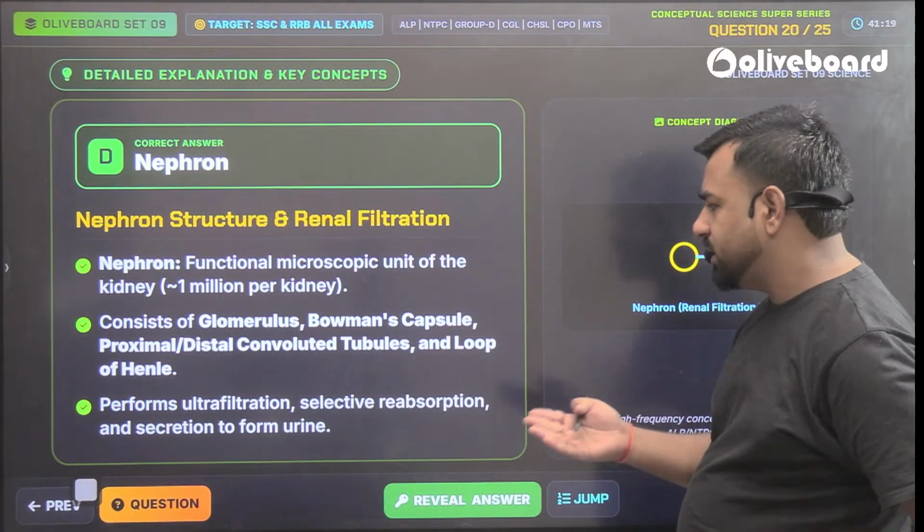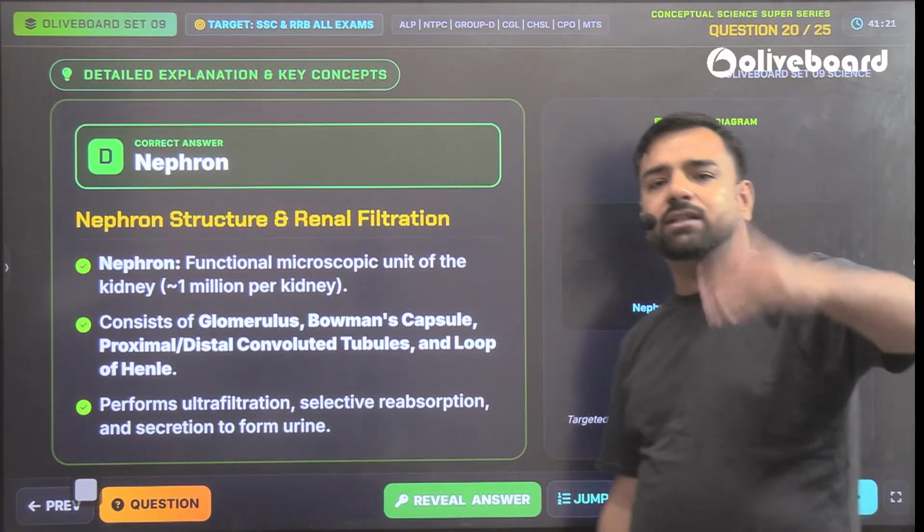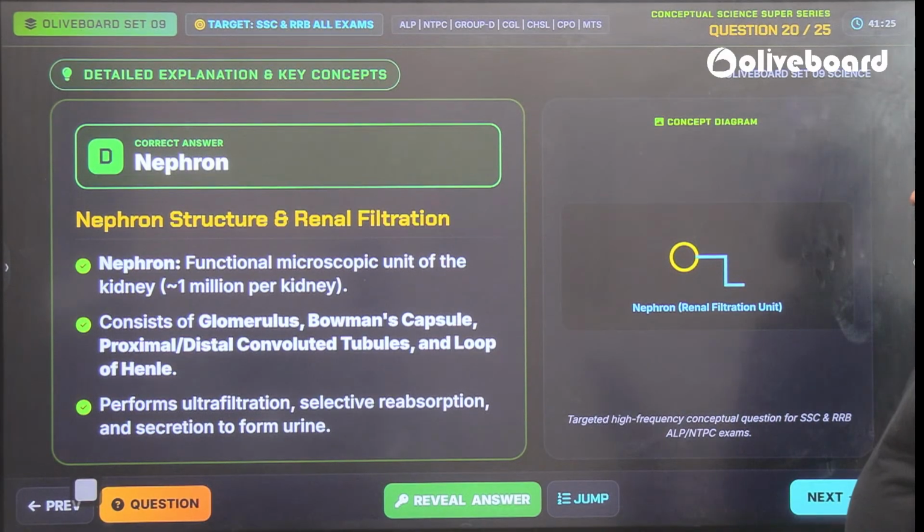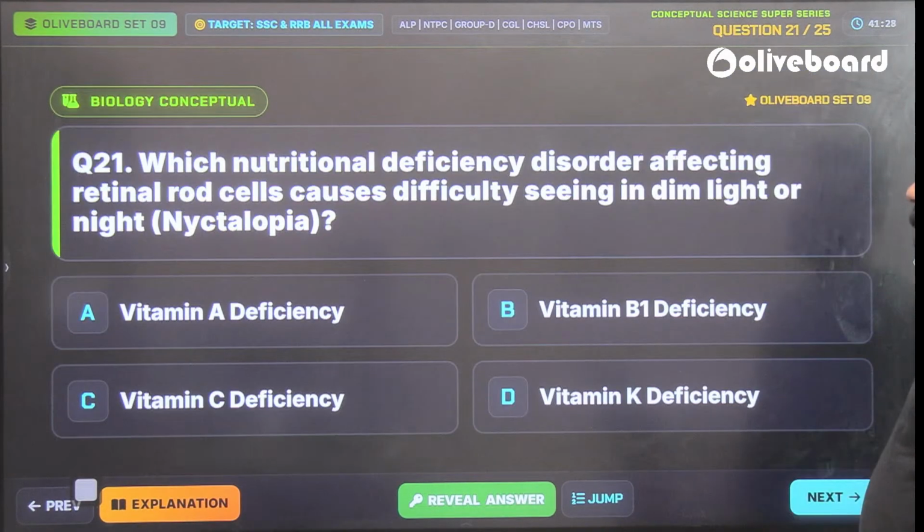It performs the ultrafiltration, where that's done in the glomerulus part, selective reabsorption, and secretion to form urine. Okay, that's nephron.